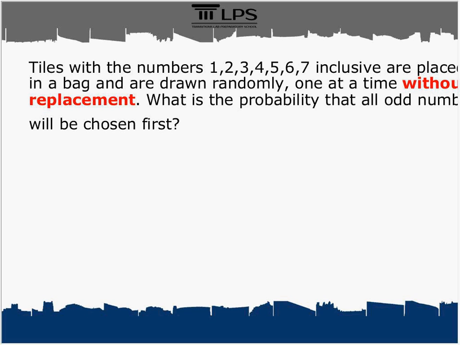Numbers 1, 2, 3, 4, 5, 6, 7 inclusive are placed in a bag and are drawn randomly one at a time without replacement. See, I'm reading the question; it's only that the word without has got cut off. I'll have to check that because now it will take a lot of time. What it is that all numbers will be chosen first. I already heard from Rahul's question.